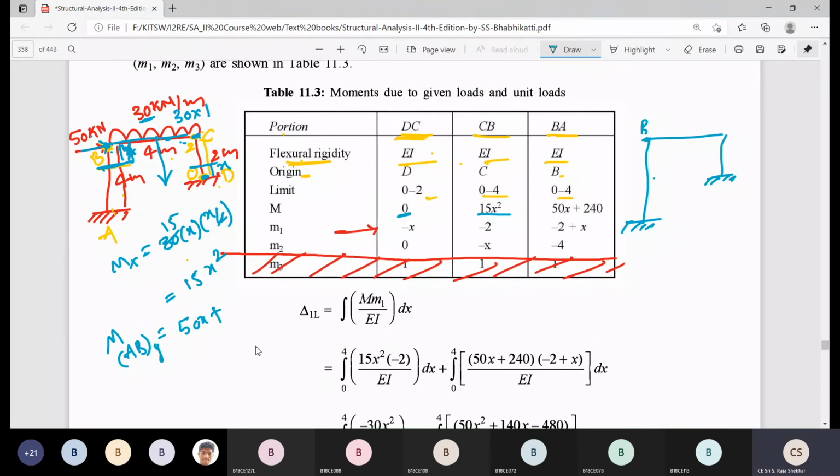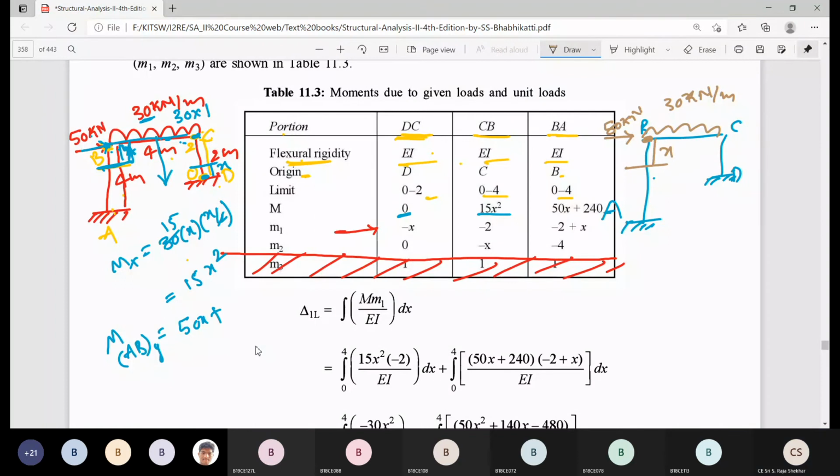So this is B and this is C and this is D and this is A. I want to calculate the bending moment in the AB member. So this is taken as origin. Here 50 kilonewton is acting. The intensity of UDL is 30 kilonewton per meter. I want to take a section which is located X distance from the support B as origin.